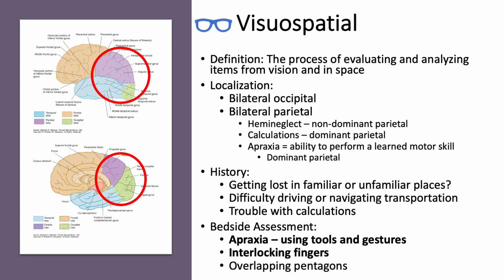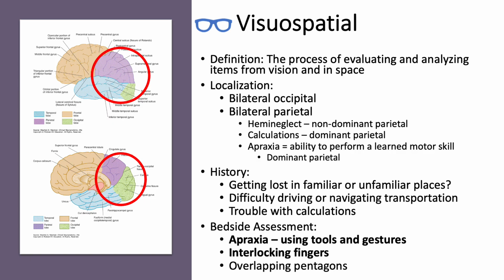Visual spatial really talks about the way we perceive items in space, and this is very important with cognitive impairment, because patients with dementia, for example, begin to struggle with the visual spatial domain, and this leads to or contributes to high risks of injury. They are prone to falls. So localization is in the bilateral occipital lobes and bilateral parietal lobes.